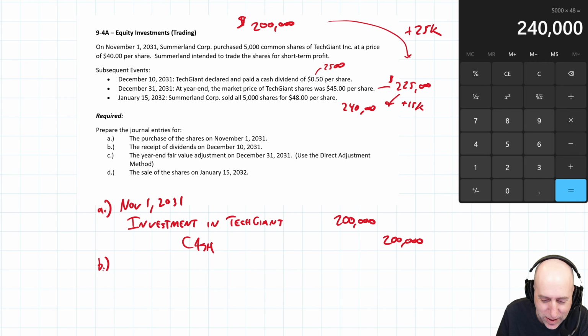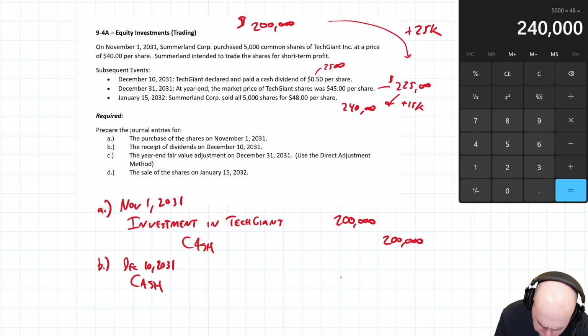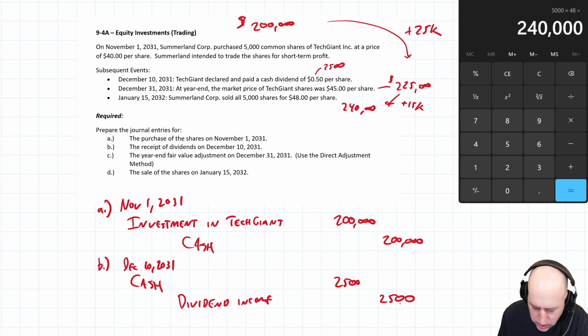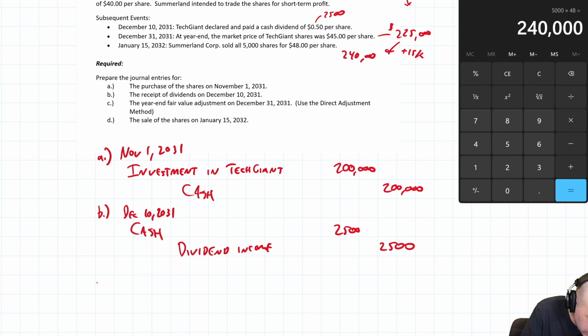B, we received cash dividends. So debit cash on December 10th, 2031. Debit cash for $2,500. And this is dividend income, dividend revenue. I've seen this called investment income plenty of times. I think dividend income is a very reasonable thing to call this. And there we go for B. Onwards and upwards. C. And literally upwards. This stock only goes one direction, up.